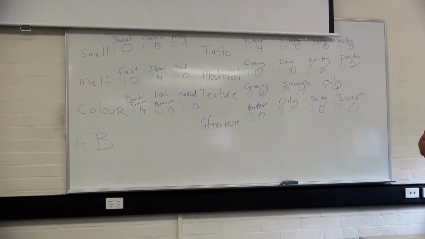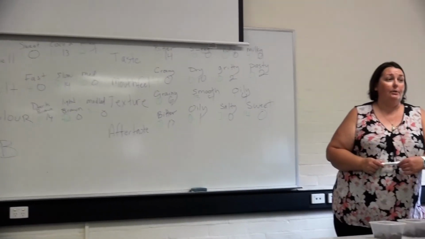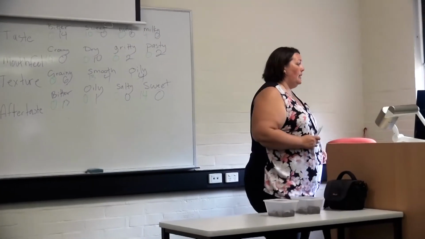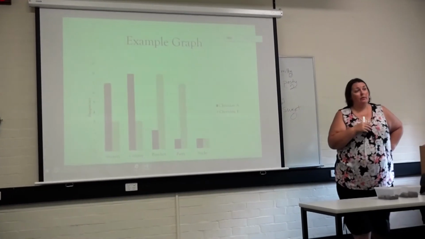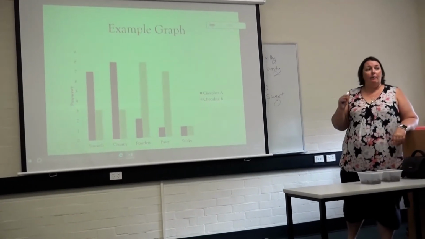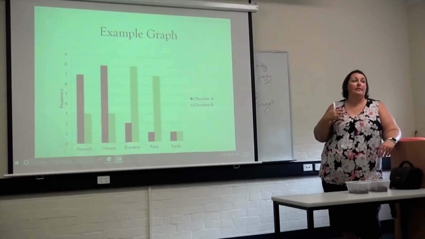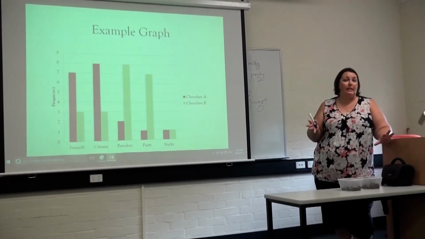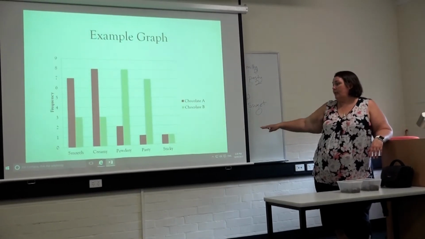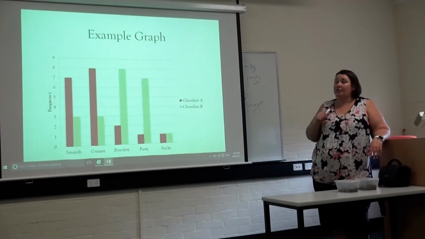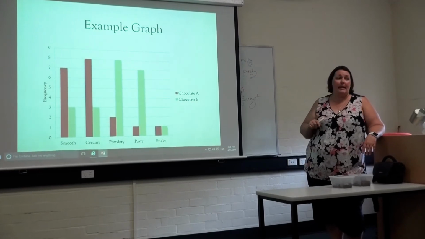Okay? So now what I want you guys to do is to actually turn these data into a graph. Okay? So I'll give you an example. All right. So in pairs, what I want you guys to do is to make a graph. And what you're going to do is pick one of those things, so mouthfeel or taste or texture. Pick one of them that you think is going to be interesting and make it into a graph. Okay? So you'll have your different descriptors on your x-axis. Your y-axis is your frequency, your count of people. And then you'll compare chocolate A and chocolate B.